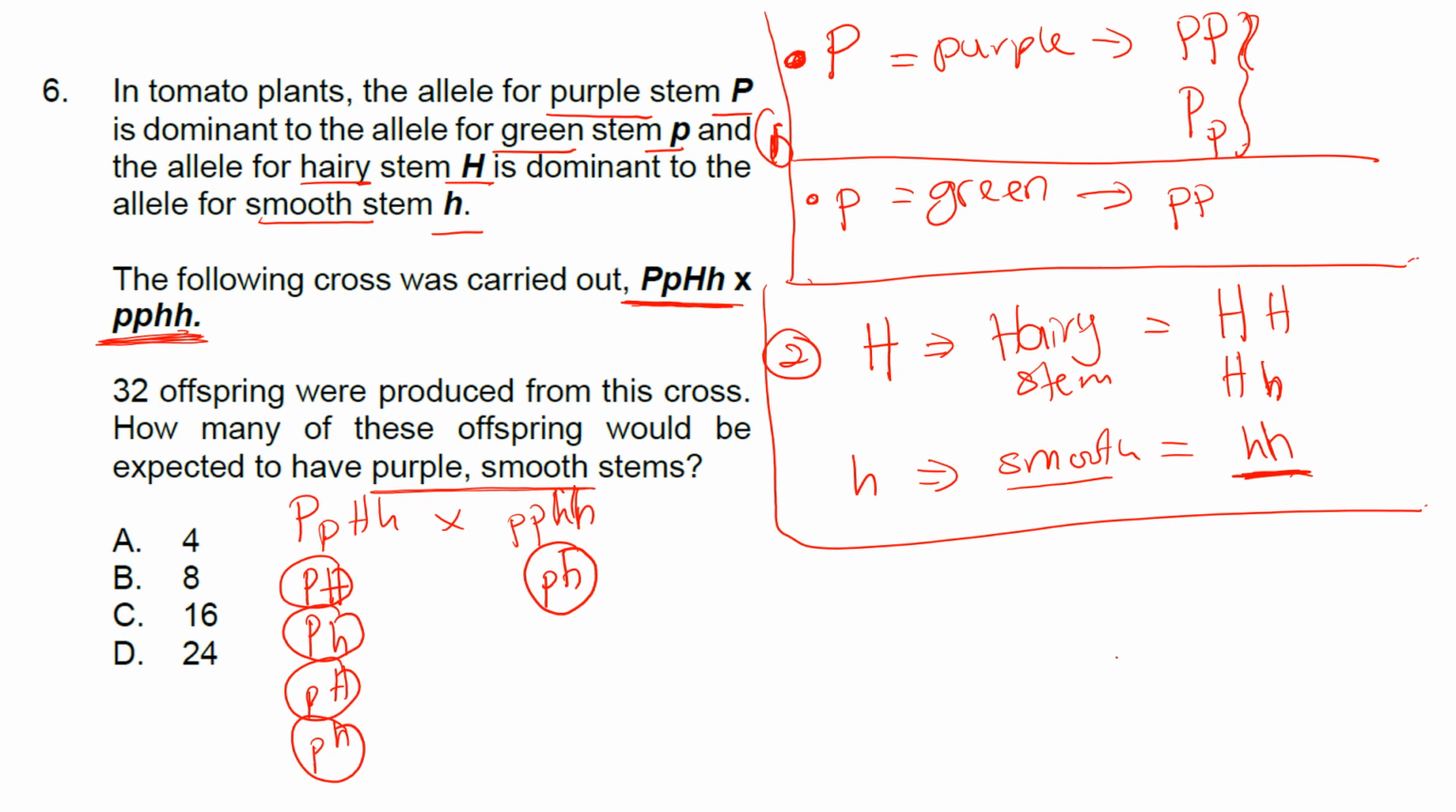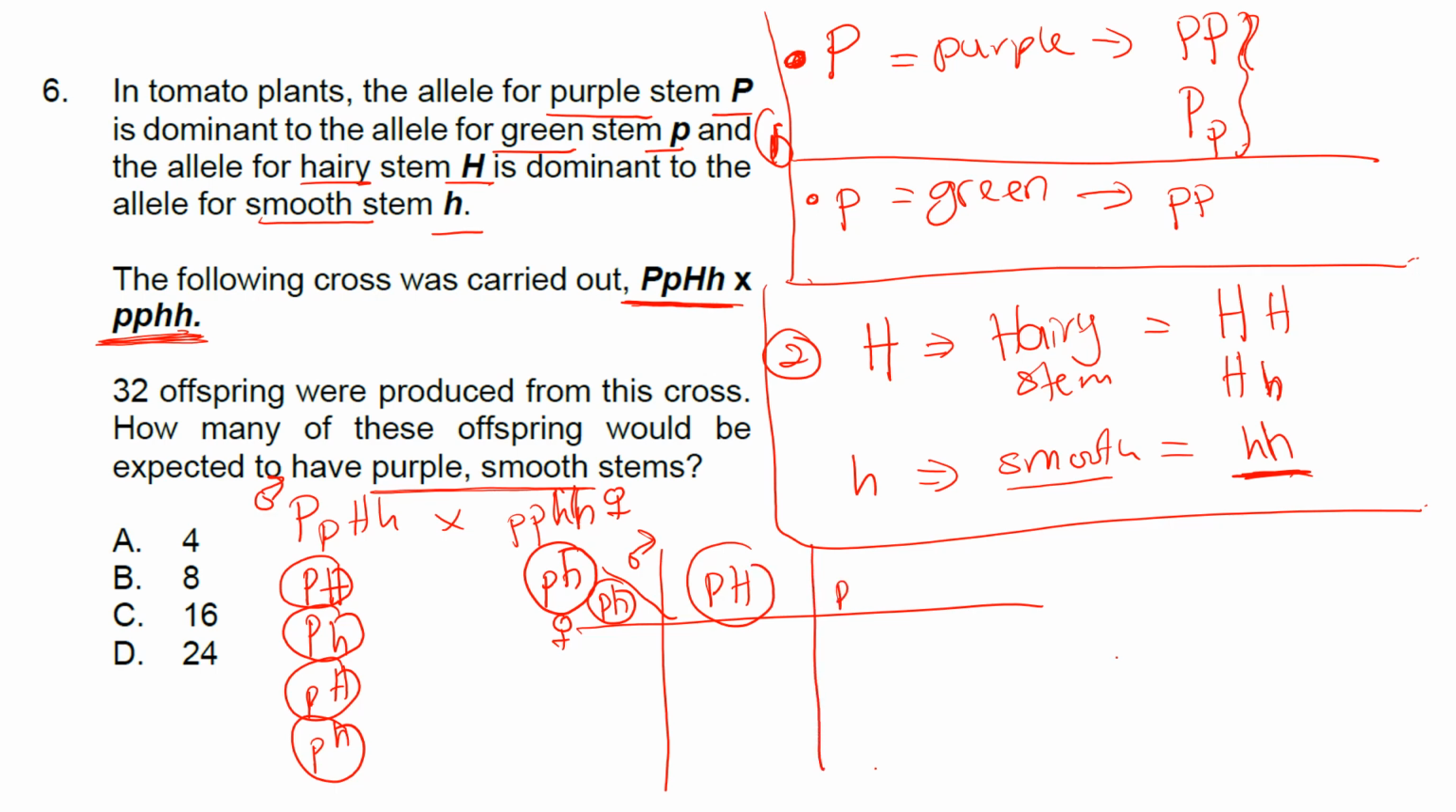To make it easier, you may construct a Punnett square. This is the gamete for, let's say, this is the female parent and this is the male parent. So on this side female, this side male. The male gametes will be PH, capital P small h, small p capital H, and the last one small p small h. And then you just combine the gametes together.